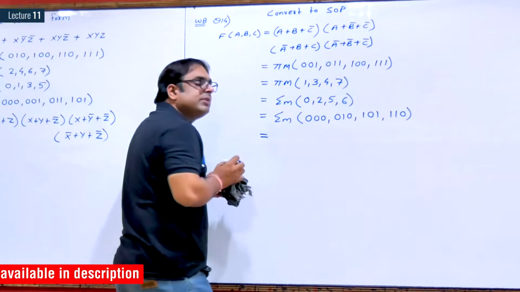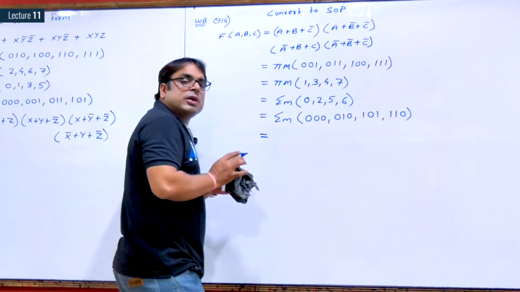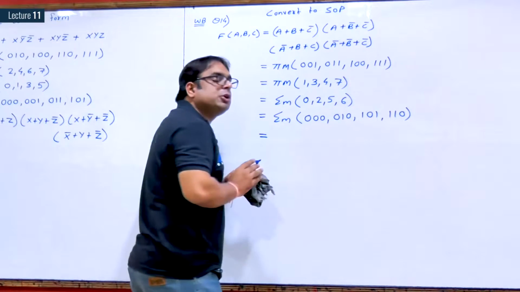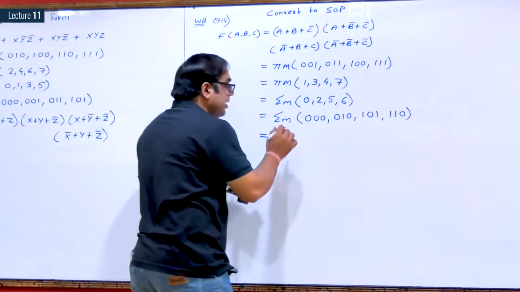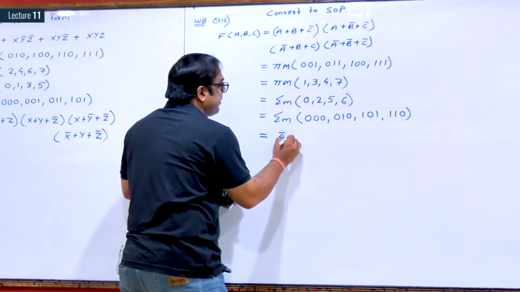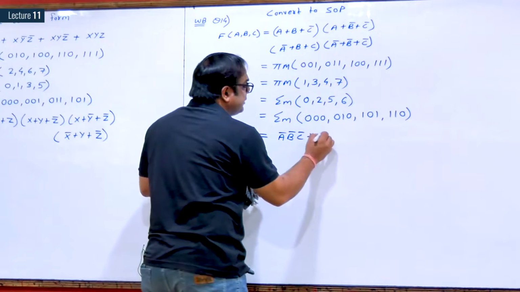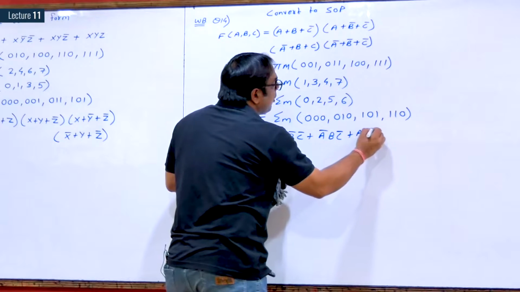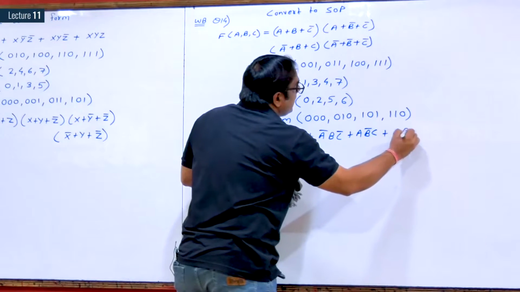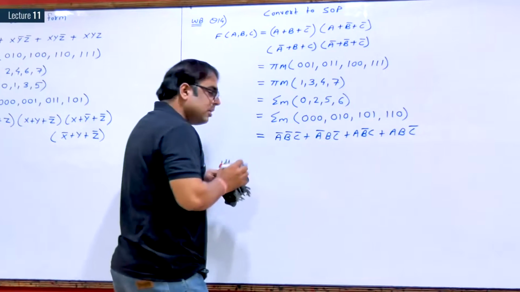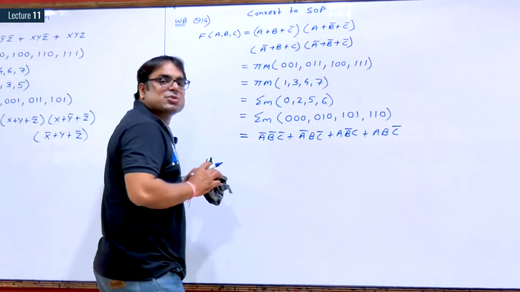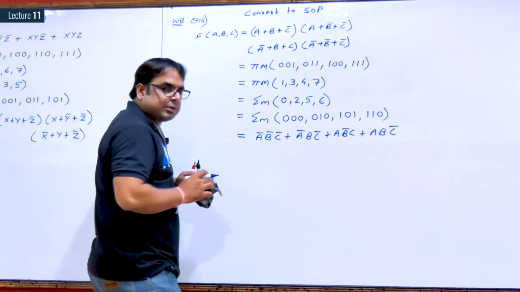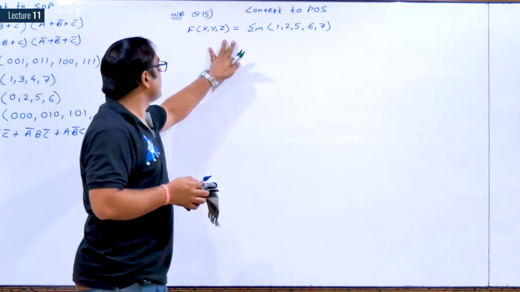Now write in the form of variables. We know that in minterms or SOP, 0 corresponds to complement, 1 corresponds to normal. So this will become A complement B complement C complement, A complement B C complement, A B complement C, A B C complement. So this is the correct SOP form of the given POS. This answer is correct.